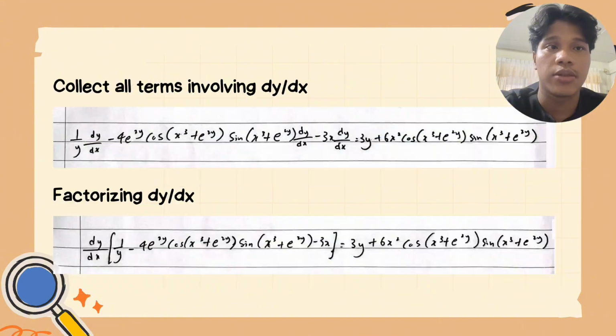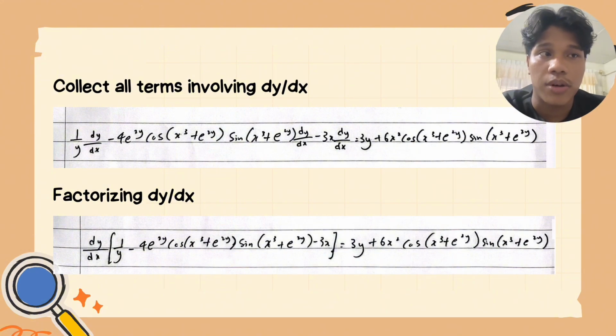Alright, next step, we need to collect all the terms involving dy/ds. After we collect, we get 1 over y dy/ds minus 4e to the power of y cos s cubed plus e to the power of y sine s cubed plus e to the power of y dy/ds minus 3s dy/ds equal 3y cs squared cos s cubed plus s cubed plus e to the power of y sine s cubed plus e to the power of y.